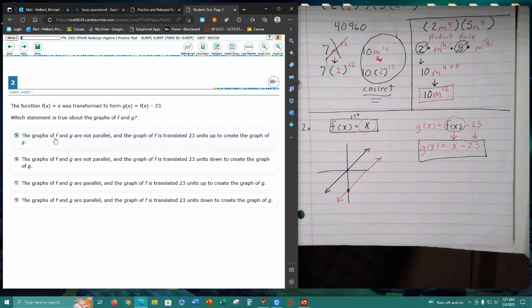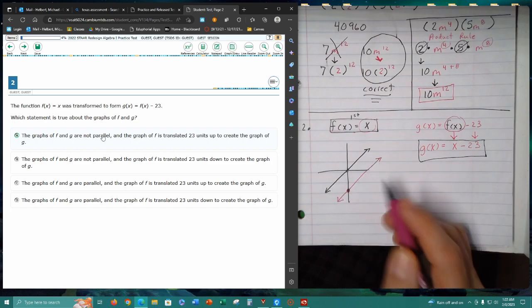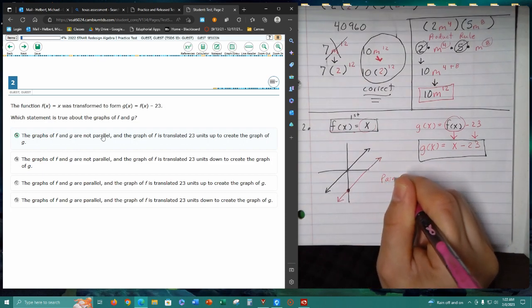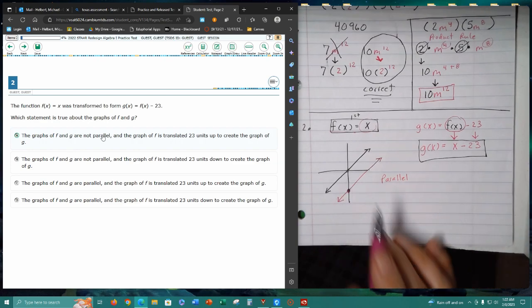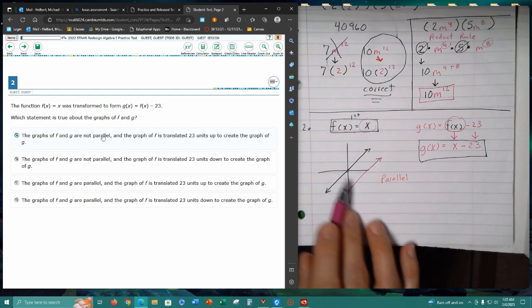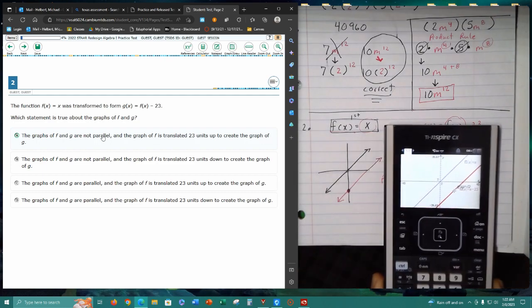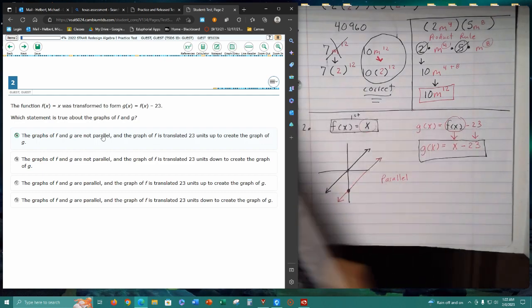So A says the graphs of f and g are not parallel. Well, that's false, right? Because we could clearly see that these are parallel. I'm going to write that down. And the definition of a parallel line is that there are two lines that do not intersect. And you can see on the calculator very clearly, these two lines never intersect.